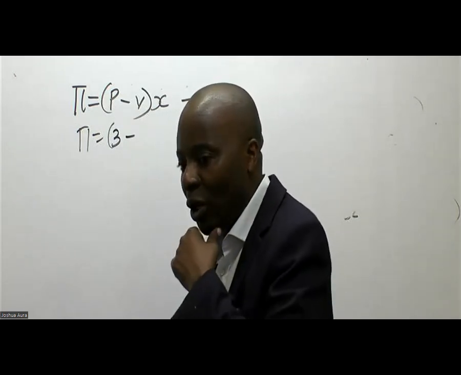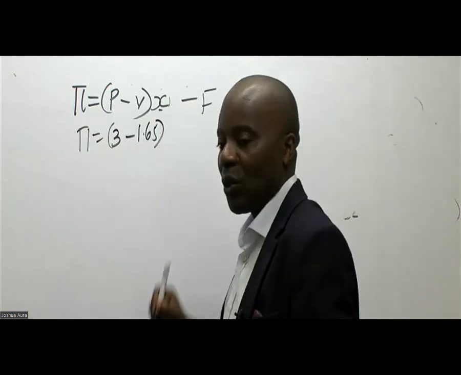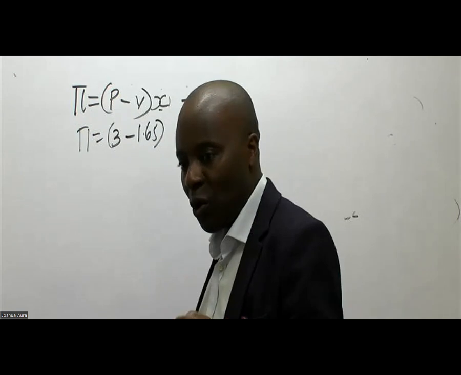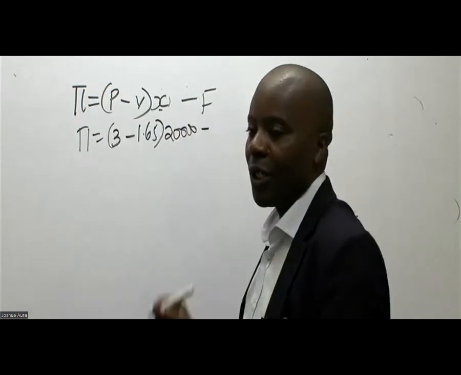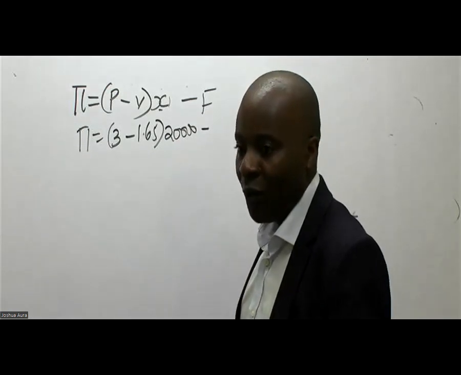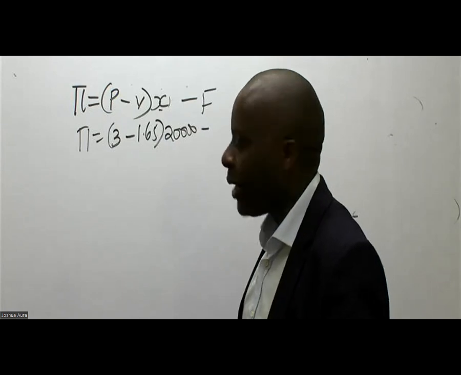Have they given me variable cost per unit? It is 1.65. How about quantity? X is quantity. Do you know what the quantity is that will be sold every year? It is 20,000. How about the incremental fixed cost per annum? The incremental fixed cost per annum will be what here, somebody? Incremental fixed cost per annum is 10,000.